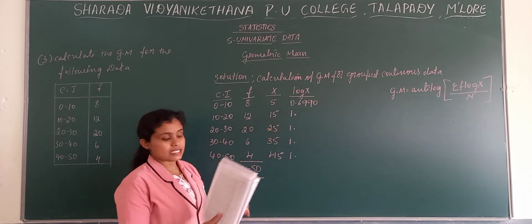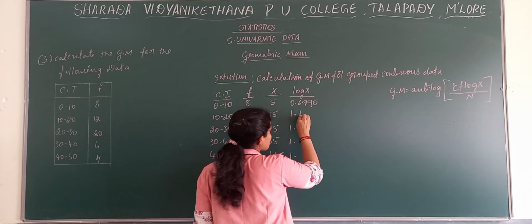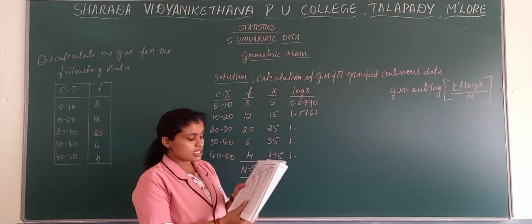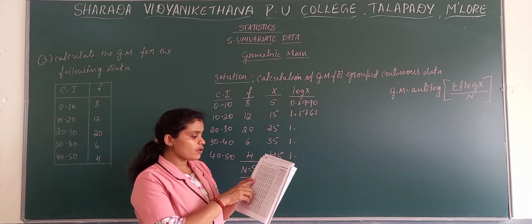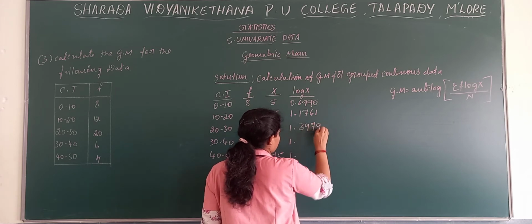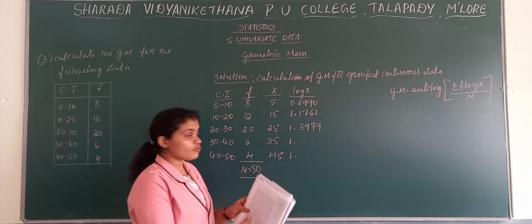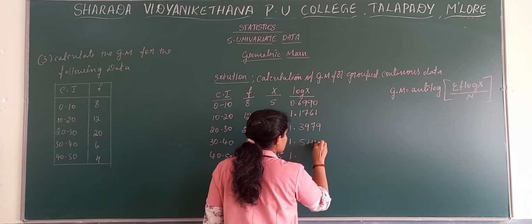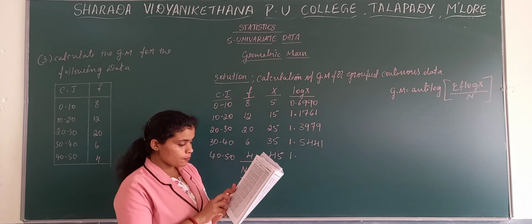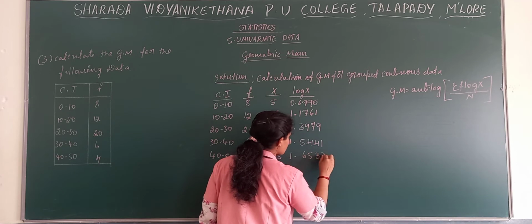Next one, 15, 0. 15, 0, you will get 1761. Next 25, 0. 25, 0, you have 3979. Next 35, 0, we have the number there 5441. Next we have 45. 45 we have 6532.